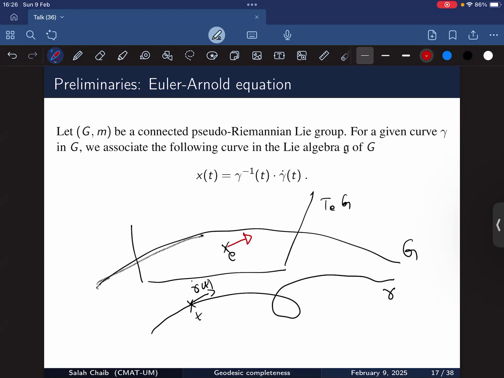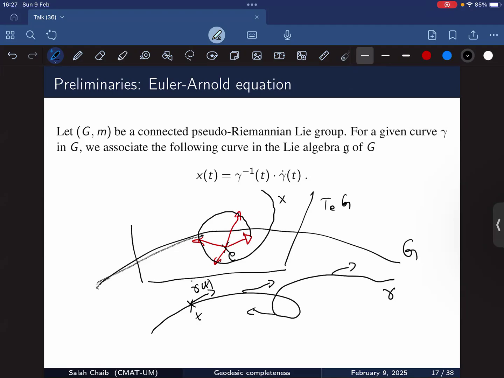Okay, and we do it again and again. So maybe here, here, here. And this will make a curve on the Lie algebra level, and we will call this curve x. Okay. So x of t is the pullback by gamma of t of gamma dot of t.